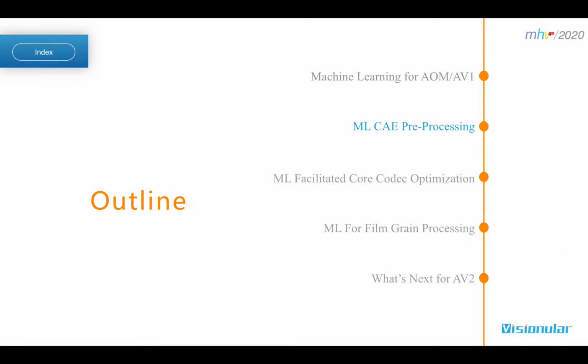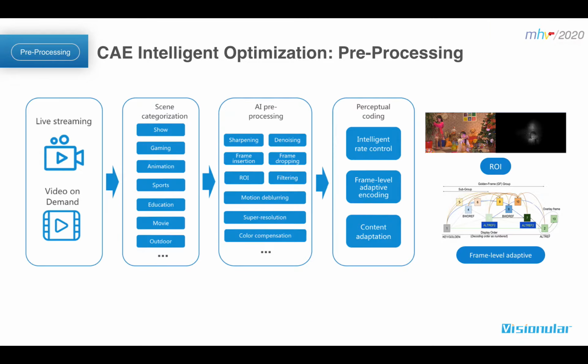The next topic is to first look into the pre-processing, potentially for the optimization of AV1 encoding. For this stage, the topics we discuss here can be incorporated for any encoder optimization, not only for AV1 but also for H.264, HEVC, or any other encoders.